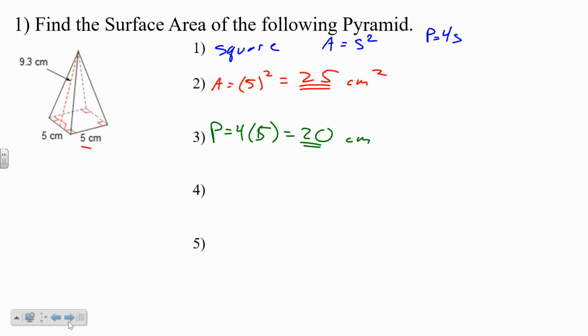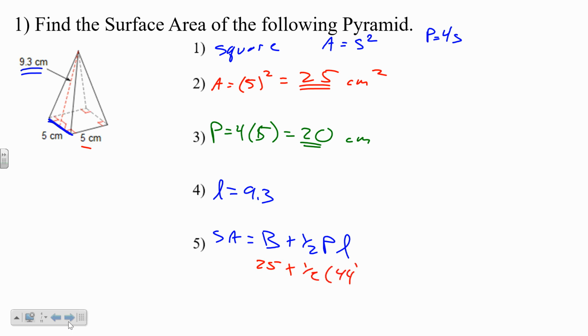Then step 4 is finding the slant height. Well, the good news is the slant height, they give that to us for this one. Again, if you slide down the side, it's perpendicular with this edge here, so that's the slant height. So now all we have to do is plug it into our formula. So our surface area is the base area plus 1/2 perimeter times slant height. The base area is 25. Perimeter is 20, sorry. And the slant height is 9.3.